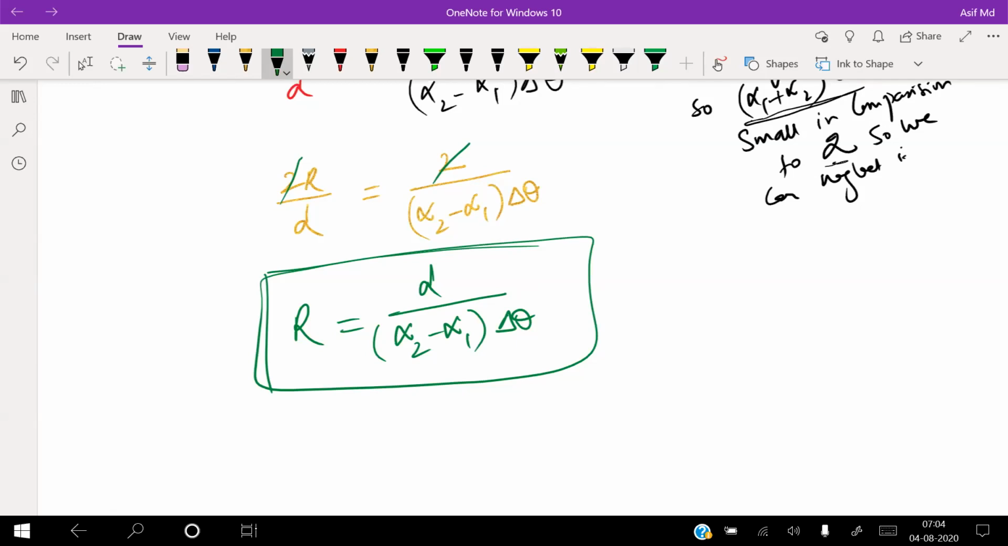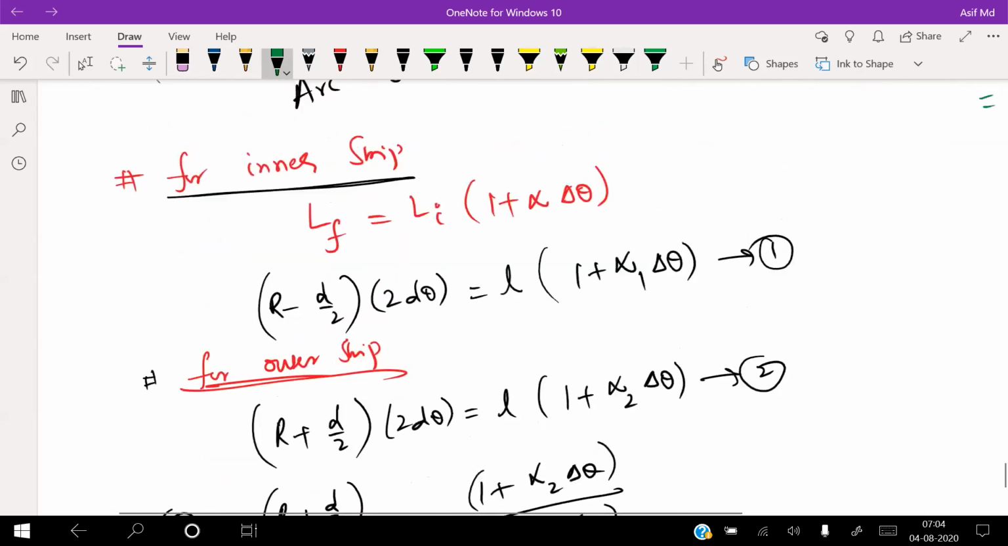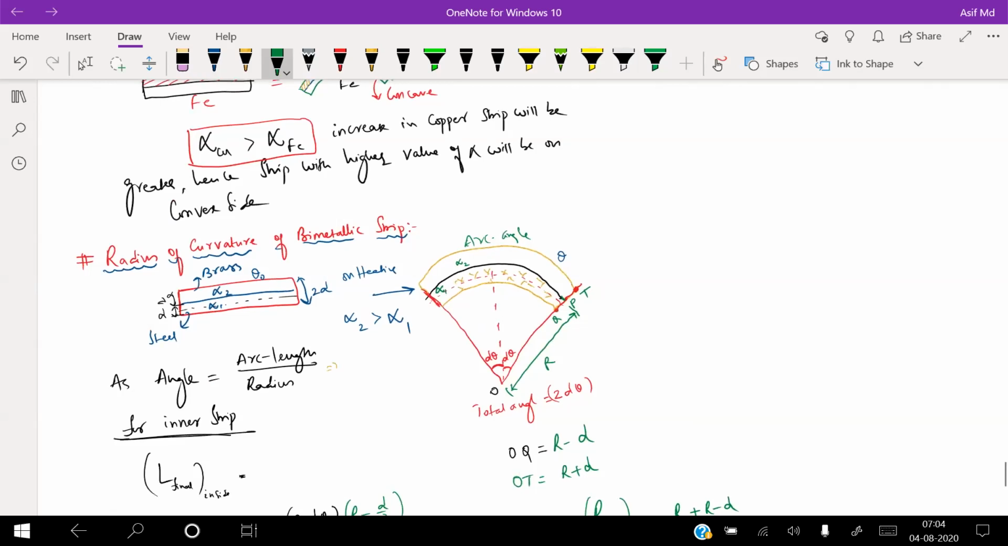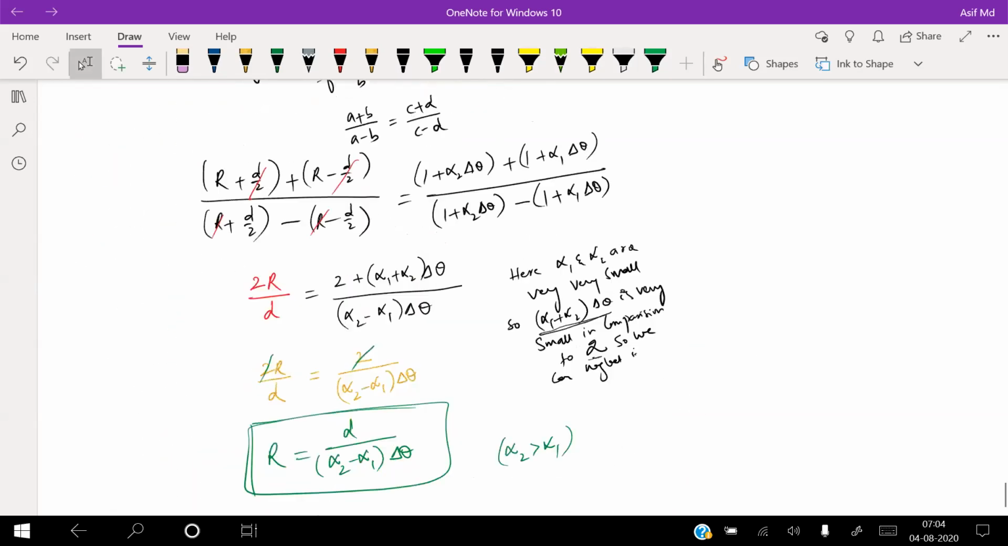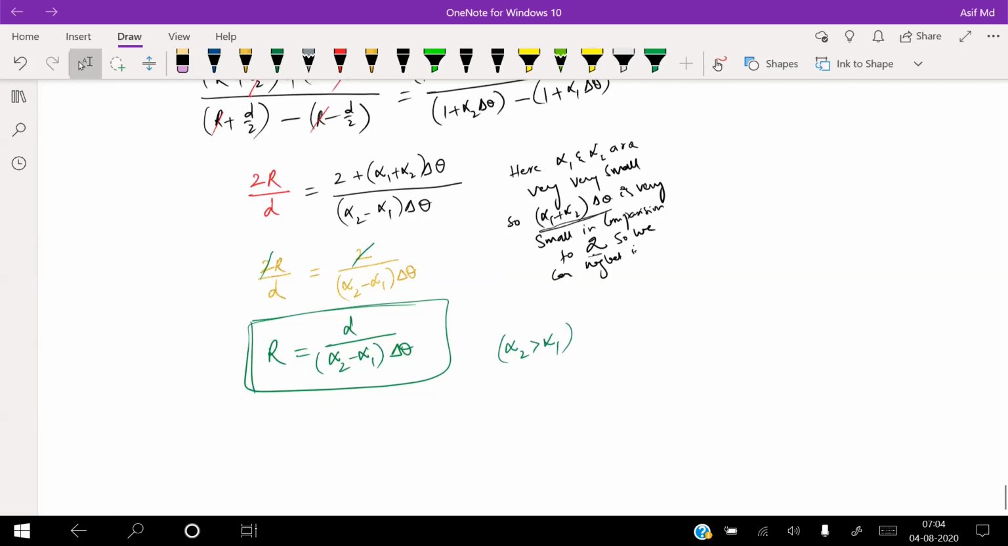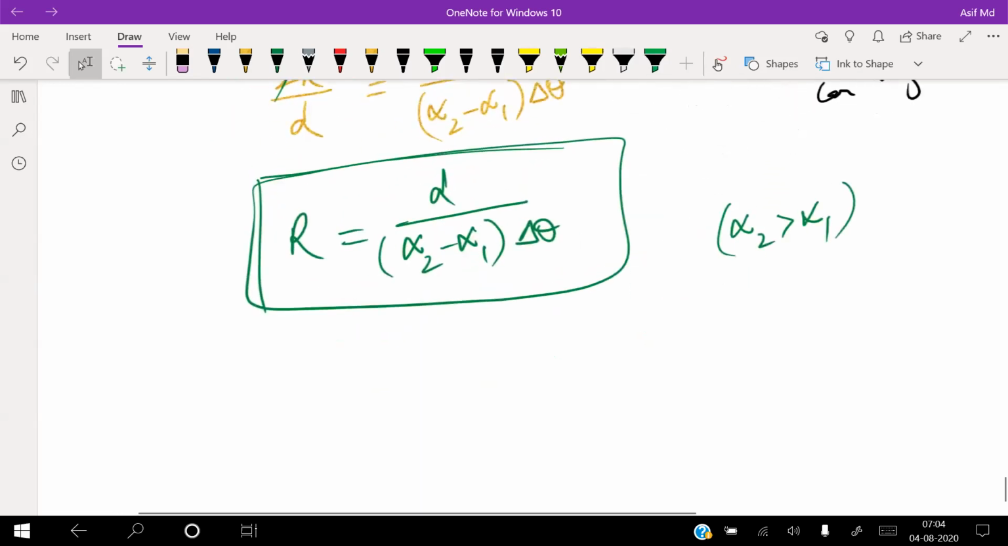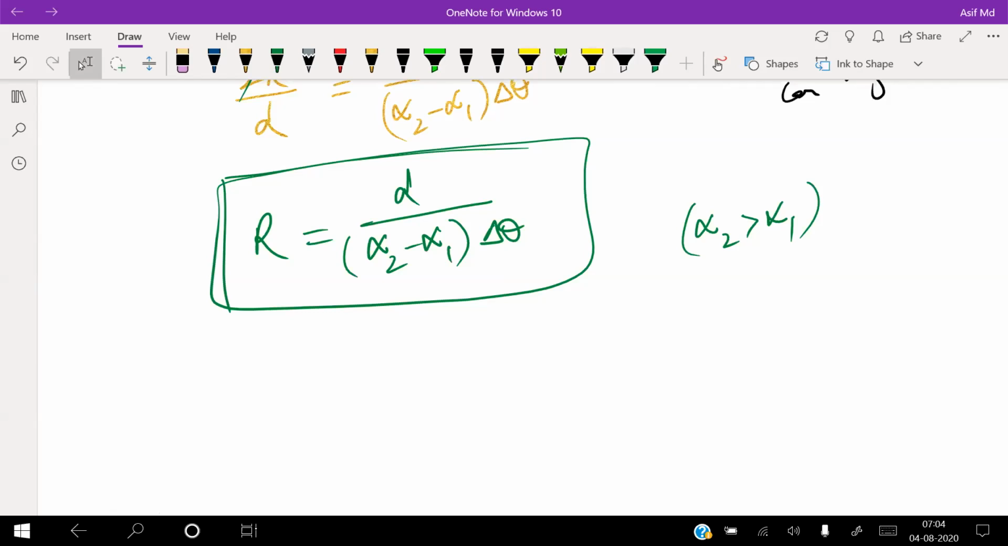So this is the standard formula which we need to use finally to solve the problems. Alpha 2 is greater than alpha 1, that means higher coefficient minus lower coefficient. So for a bimetallic strip, when it is bending, what is the radius of curvature if he is asking? This derivation I did only for your basic understanding, but finally we need to use only this result to do the numericals. R is equal to d by alpha 2 minus alpha 1 into delta T. Clear? I hope you got the radius of curvature clear.